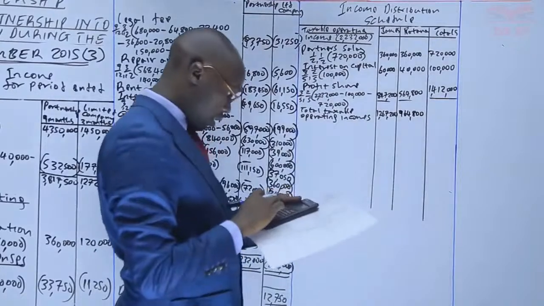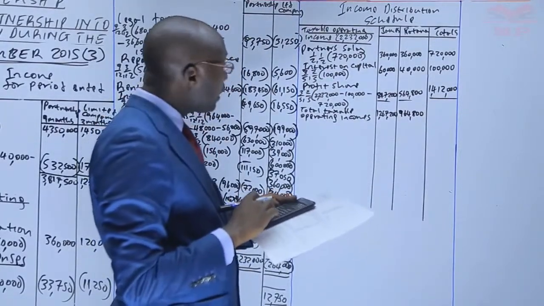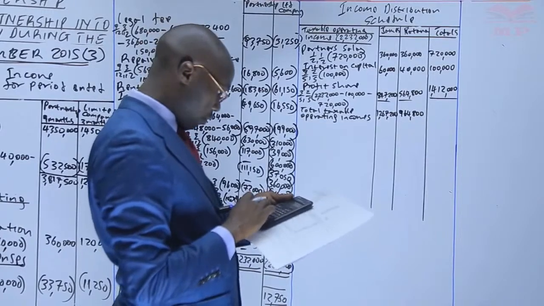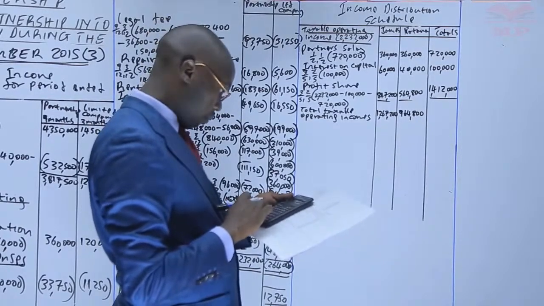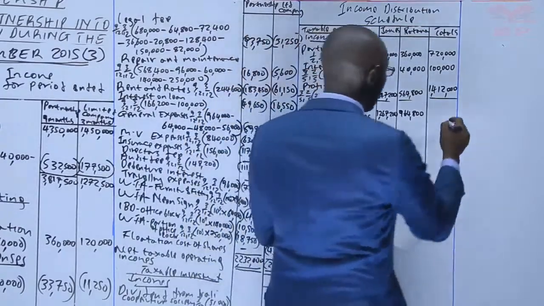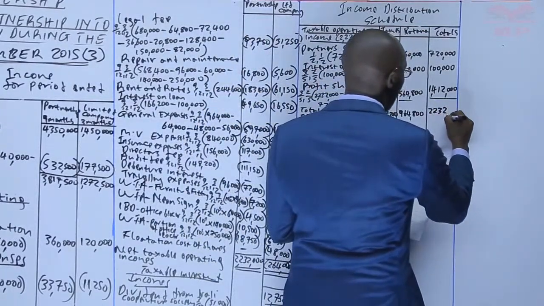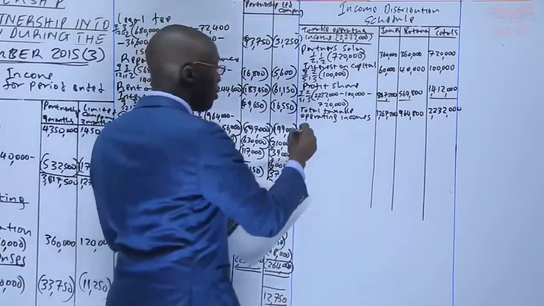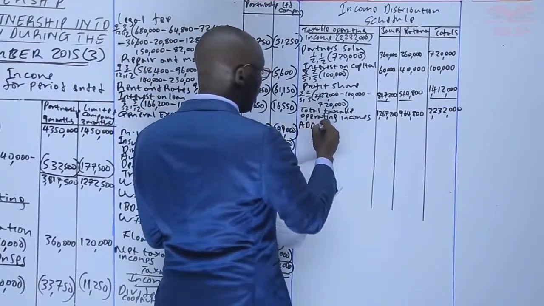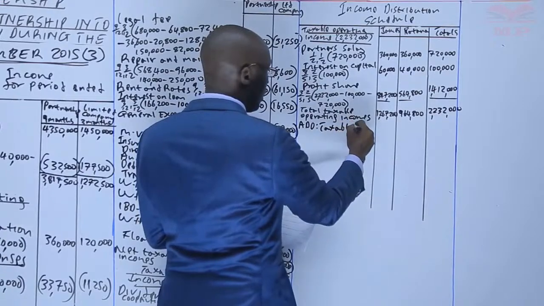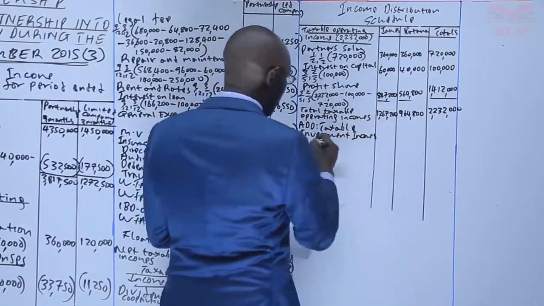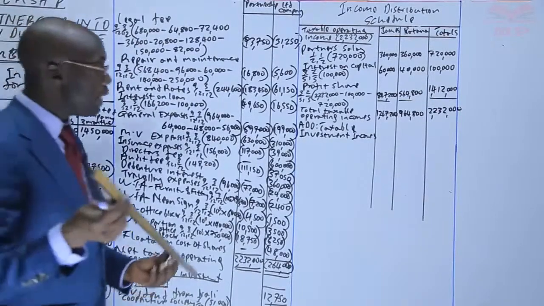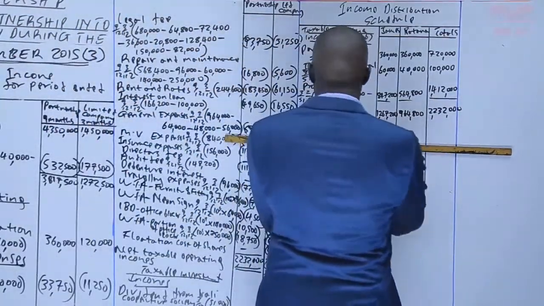Then we add the other one, 720,000 plus 100 plus 14,000. That is 2,232, and it is starting with what we are distributing here. So after that, we said we normally add the taxable investment income. Here we only had one investment income, that is the dividend from the cooperative society.